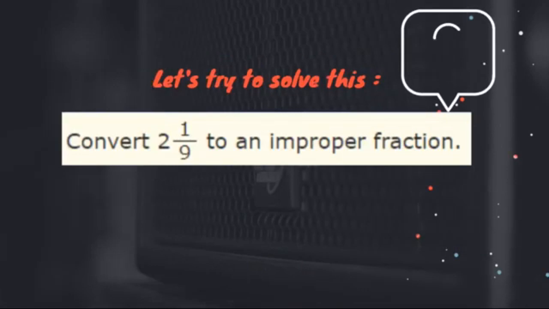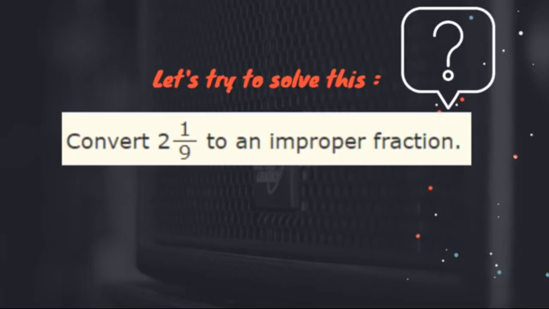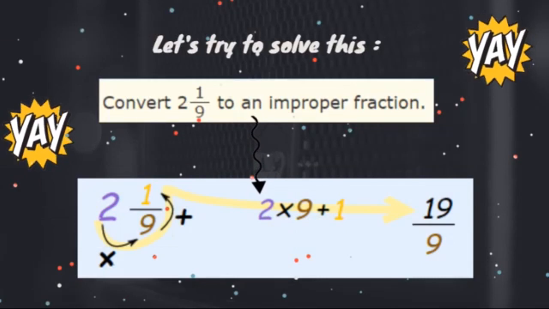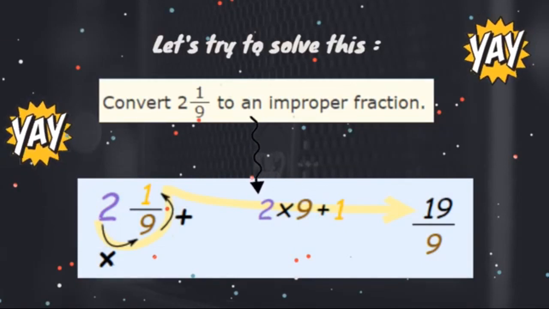Now, you may try to solve this question. I will give you 20 seconds. Here is the answer. 2 times 9 is 18. Then 18 we add to 1. The answer will be 19. So the improper fraction of 2 1/9 is 19/9.